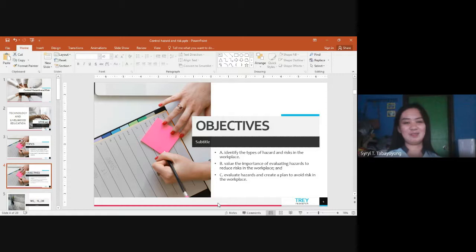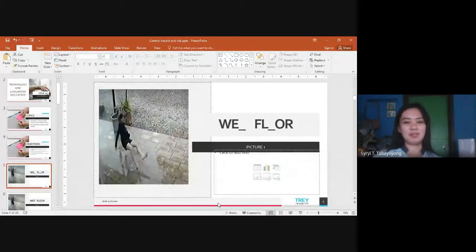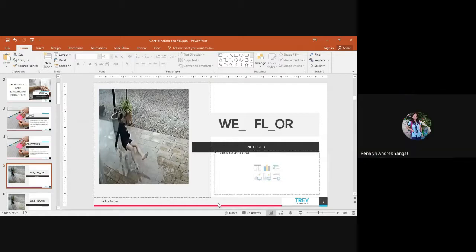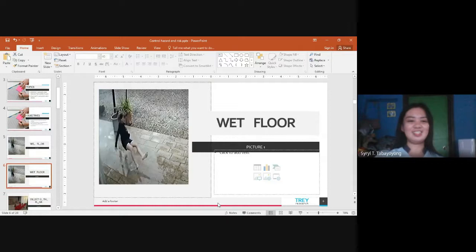So before we start our class, we prepared a game called Guess the Picture. Anyone from the class who can answer this, what is this picture all about? Yes, Shamir, you're correct. Your answer is wet floor.